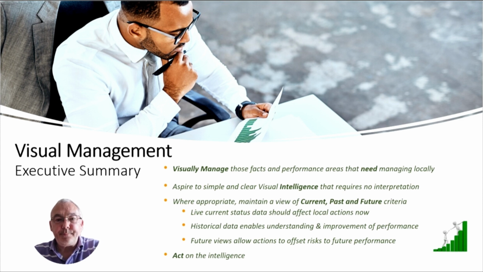So, in summary, we should visually manage those facts and performance criteria that relate explicitly to the things that the local team do or need to achieve. The content is there to help local teams manage the achievement of their local goals and responsibilities. Always remember that fuel gauge example. Aspire to simple, clear, unambiguous visual displays that need no interpretation and that guide the local team members in when they need to act and what they need to do.